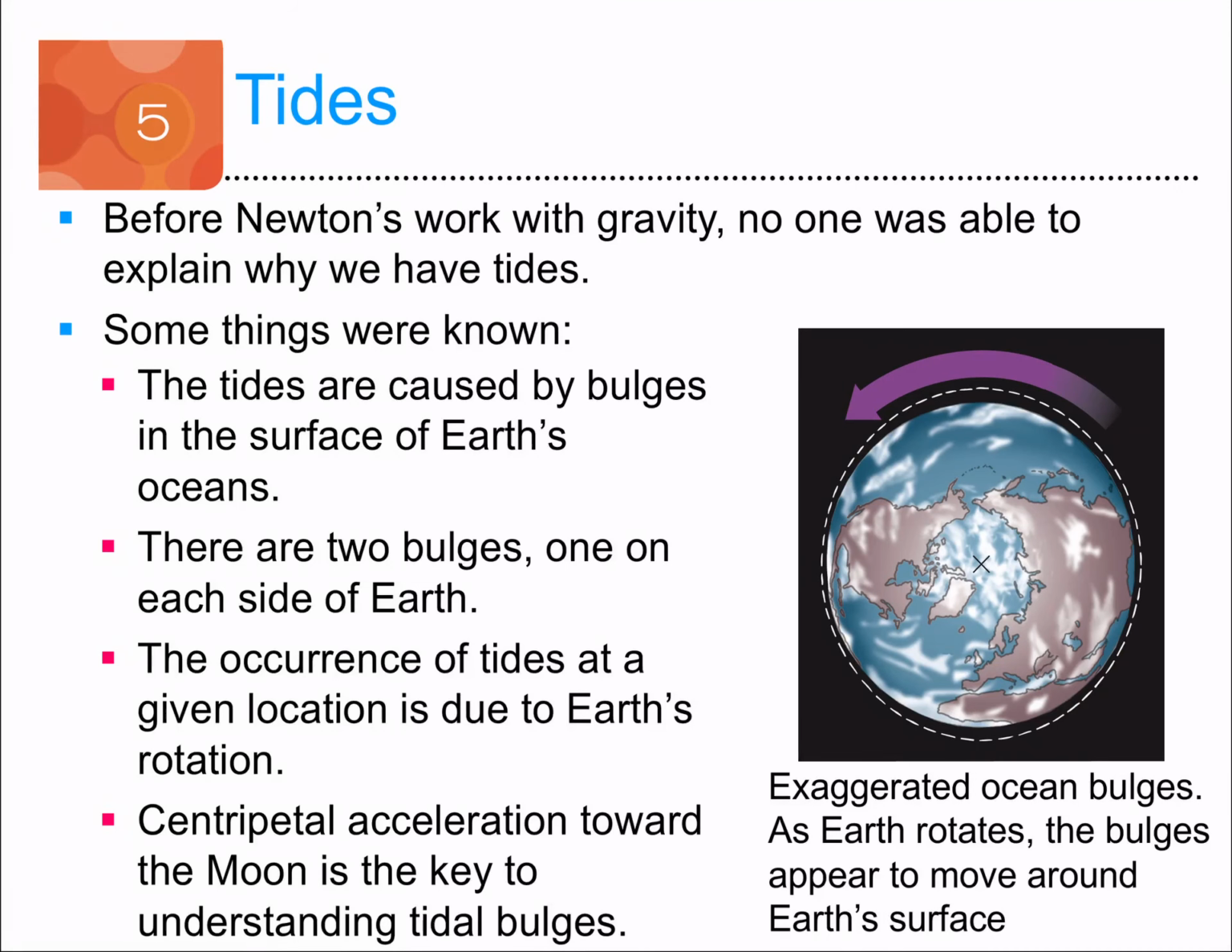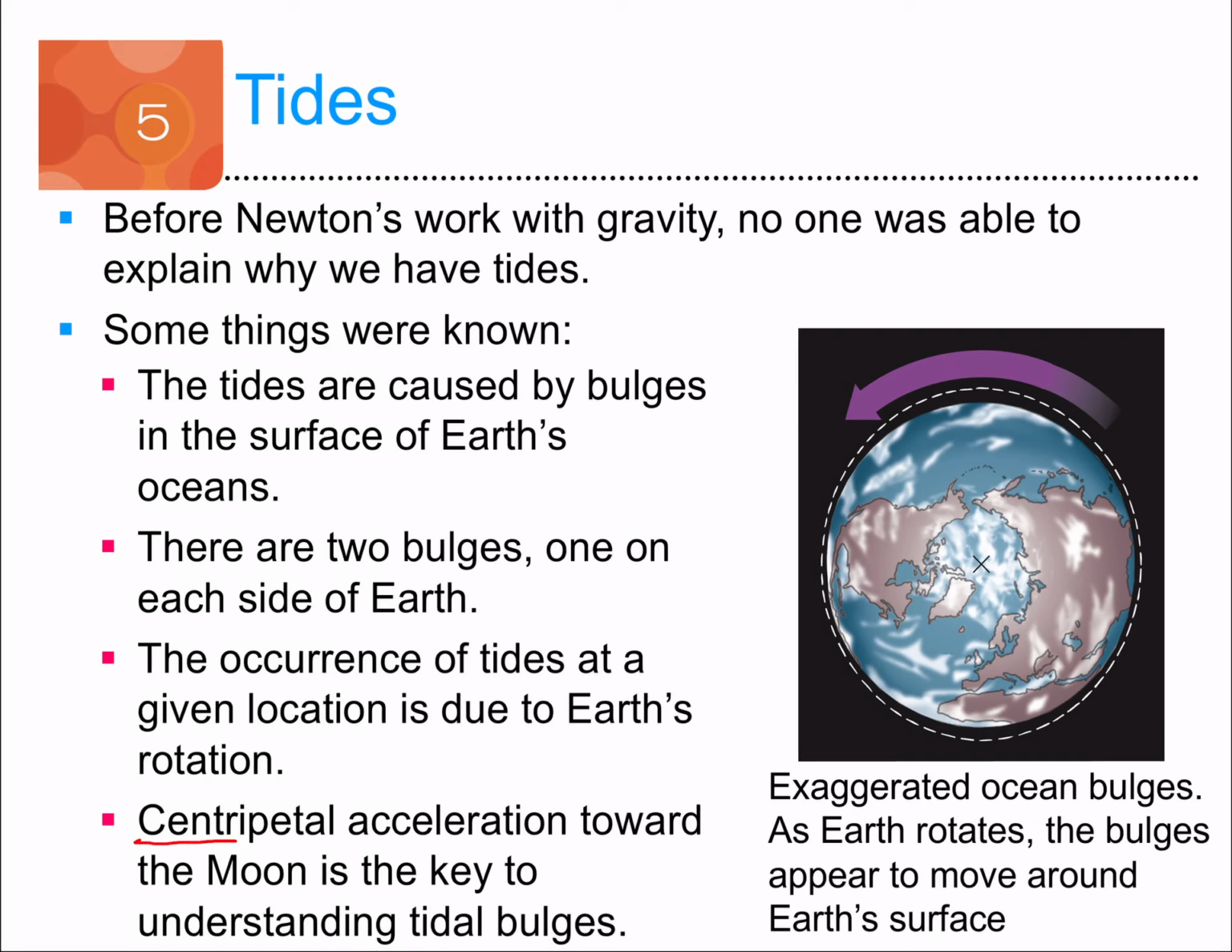Hi everybody. We're going to pick up where we left off in chapter 5, which is on tides. Before Newton's work on gravity, nobody was really able to explain why we have tides. A couple of things were known: that the tides are caused by bulges in the surface of the Earth's ocean, that there are two bulges, one on either side of the Earth, and that the occurrence of the tides at a given location is due to the Earth's rotation.